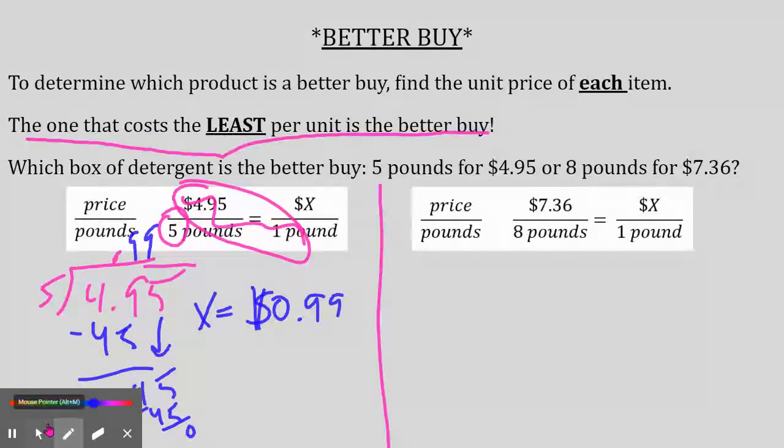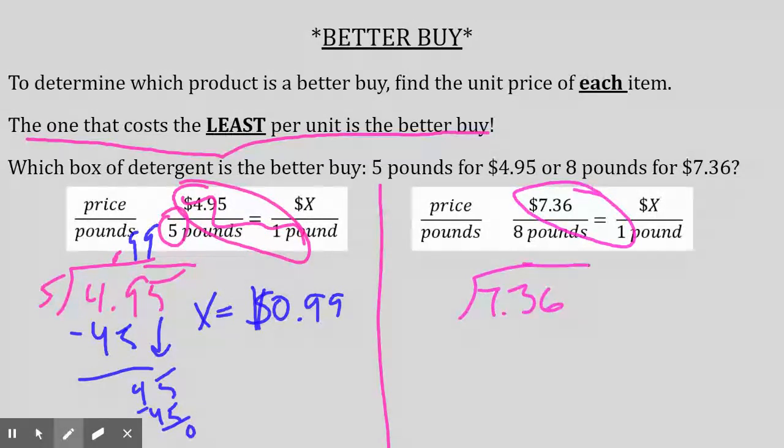All right, now let's take a look at what would be for the 8 pounds. So once again, I set up my word ratio, price per pounds. What I know it's $7.36 for 8 pounds. And I know I'm looking for 1 pound, how much it costs for 1 pound. So if I do my cross multiplication, that butterfly, $7.36 times 1 gives me $7.36. And whatever's left over is what I divide by, so I gotta divide by 8. And I bring that decimal straight up.